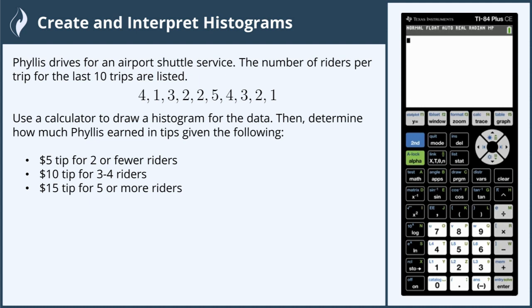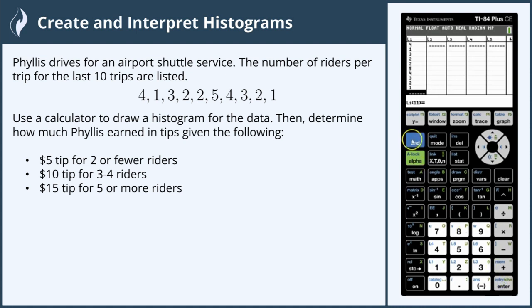So to do that, we're going to start by going into our stat and our edit to enter in our data. So here we start with 4, 1, 3, 2, 2, 5, 4, 3, 2, and 1.